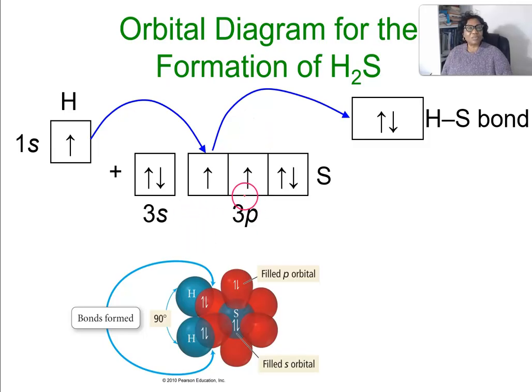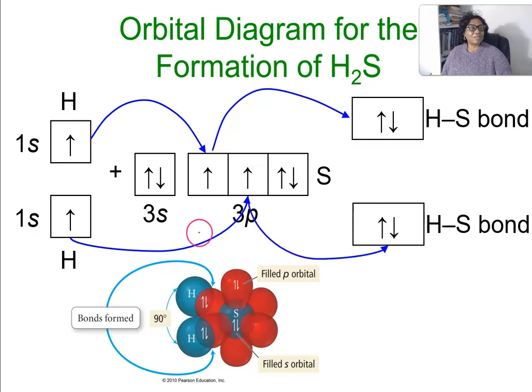But see, there's still one unpaired electron here. So another hydrogen comes with one s orbital. Now it interacts with this p orbital and forms another bond. So this is valence bond theory. So you can see the molecule here. So these are the new bonds which are formed. These are the two orbitals in sulfur which did not interact. They are filled.